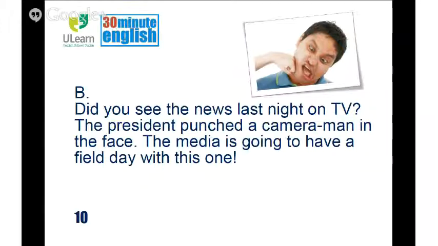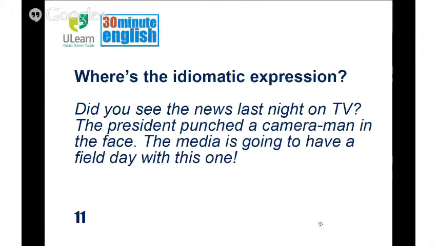Now, depending on your level, you might know the idiom that I'm going to refer to, or if you look at it closely, you should be able to have a good idea. All of this language here is quite literal, except maybe one expression that is sticking out, the idiom in question. So let's go down. Where's the idiomatic expression? Idiomatic is the adjective form of idiom, of course.